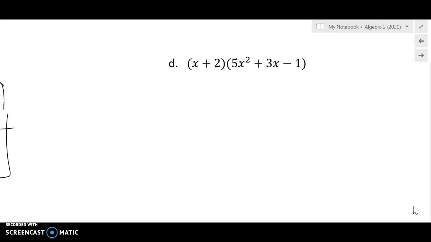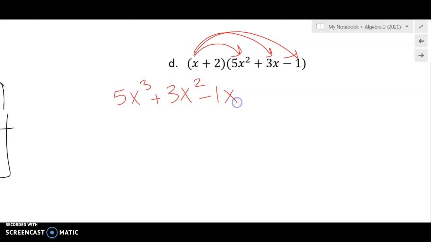I'm going to show you how you basically can FOIL. The foiling acronym is going to get a little messed up, so I'm going to do some arrows, but you basically would foil it kind of the same way. So what I'm going to do here is I'm going to give the x to each piece. See that red arrow? I'm going to do the x. So x times 5x squared is 5x cubed. And then follow the next arrow. x times 3x is 3x squared. Then the next arrow is x times -1 is -1x.